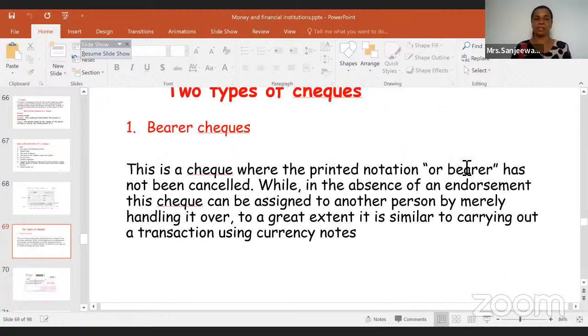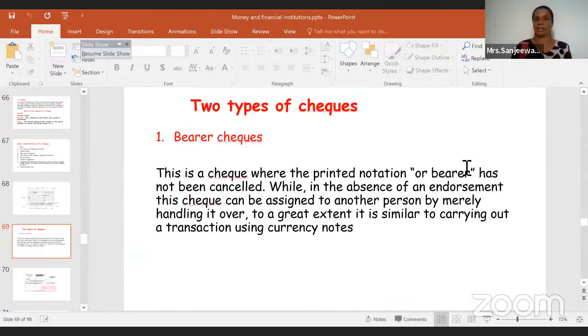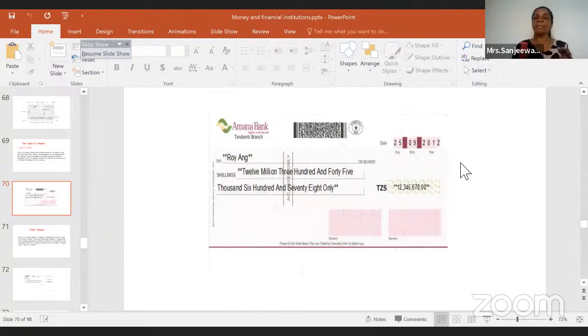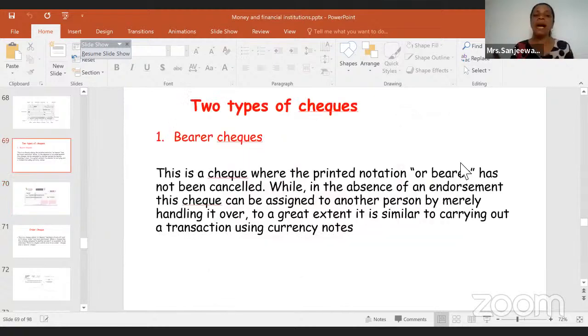Then, there are mainly two types of checks, children: bearer check and order check. Now we'll see what a bearer check is first. This is a check where the printed notation "or bearer" has not been cancelled. When you go through a check, if the term "or bearer" is not cut off or cancelled, that is known as a bearer check. In the absence of an endorsement, this check can be assigned to another person by merely handing it over. To a great extent, it is similar to carrying out a transaction using currency notes. So remember, what is a bearer check? "Or bearer" has not been cancelled.